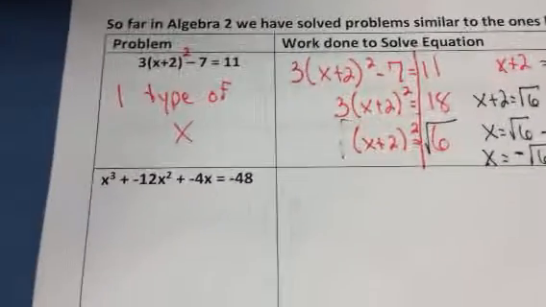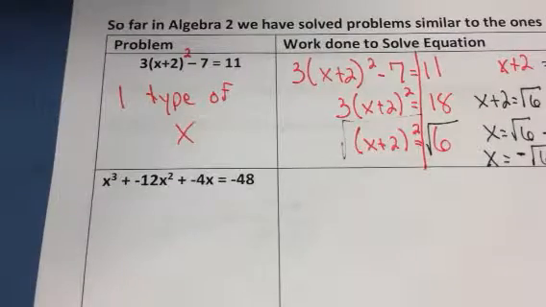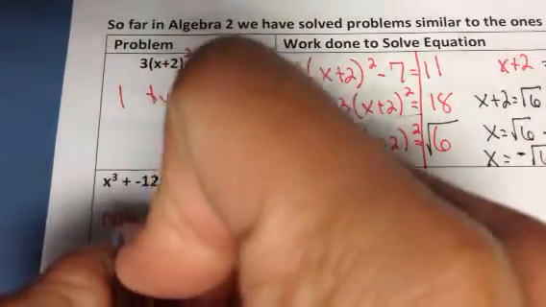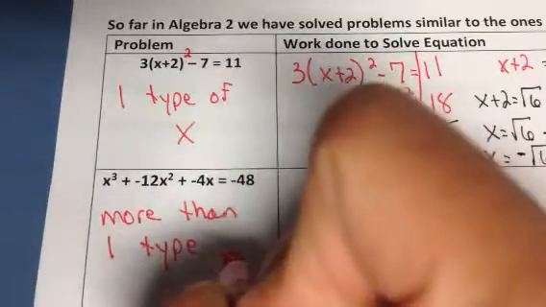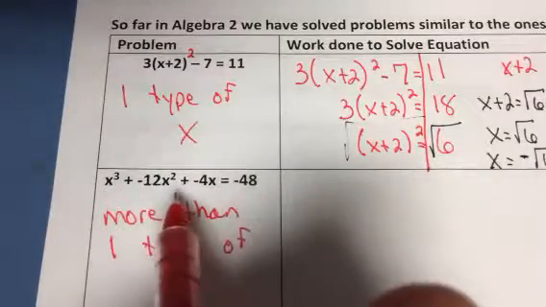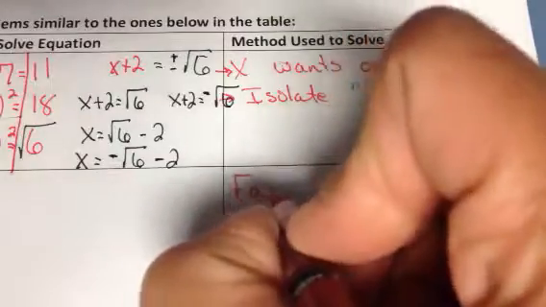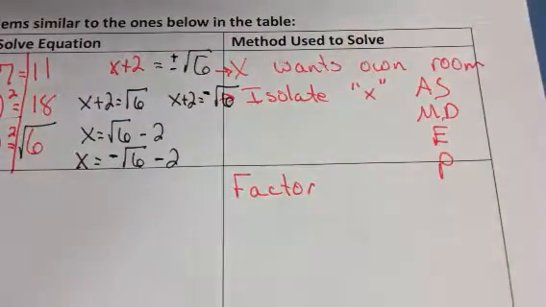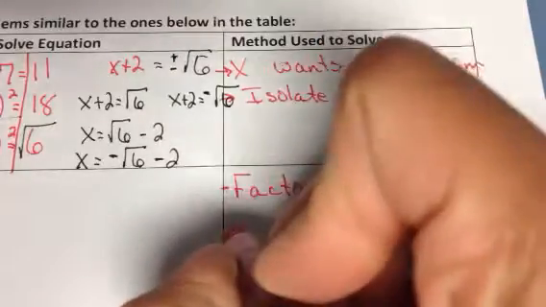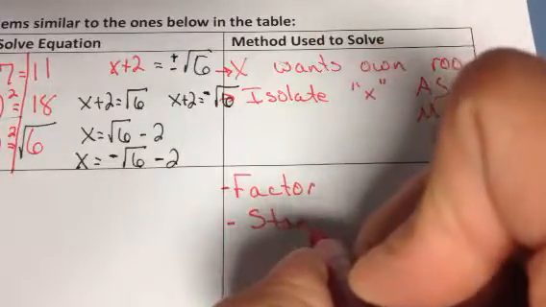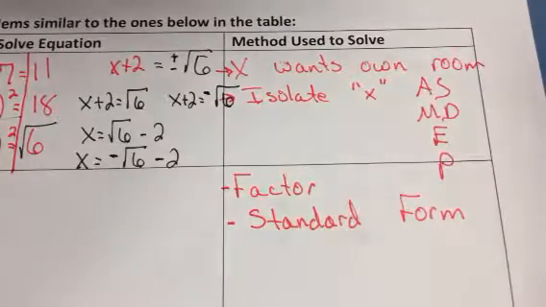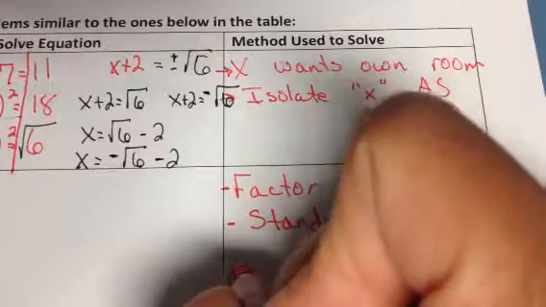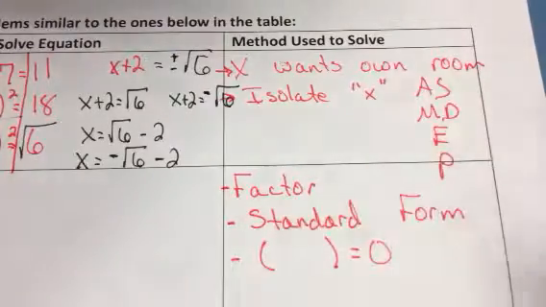So with one type of x, we isolate x and work backwards in the order of operations. So when we get into problems like this where we have more than one type of x, say an x cubed, an x squared, and an x, we're going to factor it. So the key thing is we're going to factor, and we learned all these different ways to factor in chapters 3 and 4. You need to make sure it's in standard form, so it's got to go from highest power to lowest power, and it has to equal 0. And once we're done factoring it, we need to set our parentheses equal to 0 and solve from there.